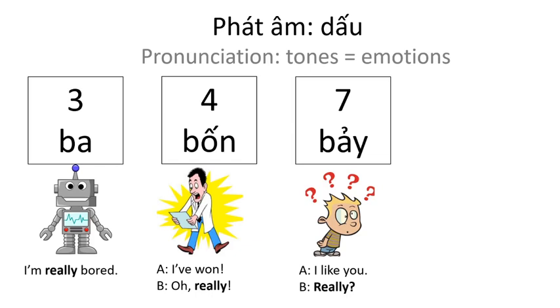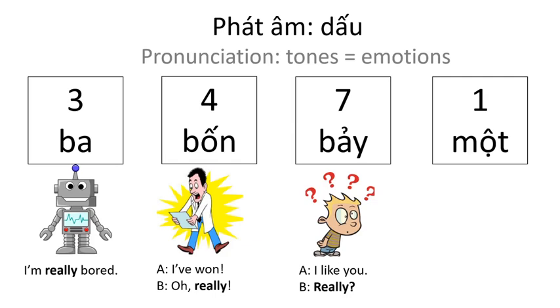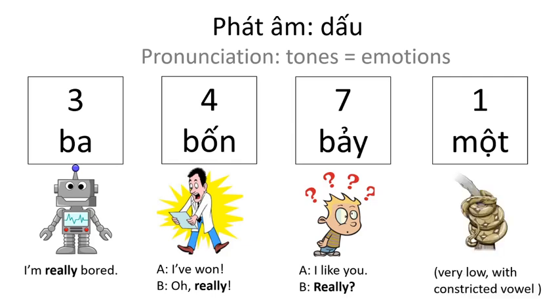These first three tones we looked at, ba, bon, bay, all have emotional equivalents we can find in English. The fourth, however, mot, has nothing analogous in English. And the best way to visualize it, for me anyway, is as a snake constricting a branch. So the vowel sound is very low and constricted or shortened.